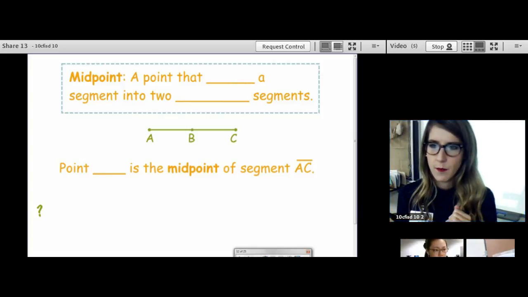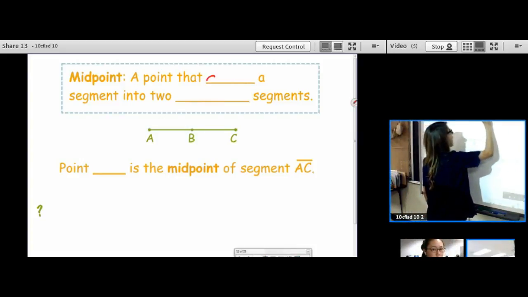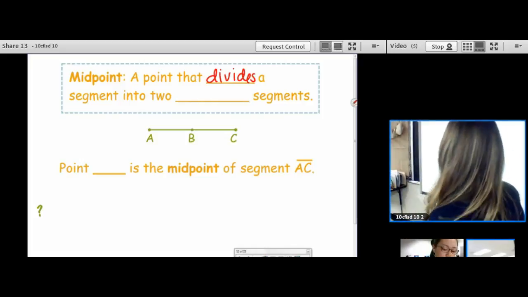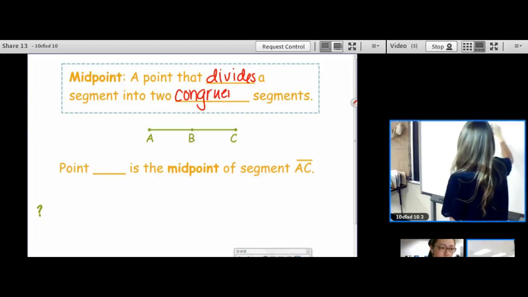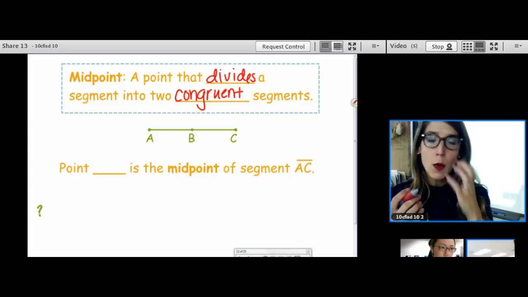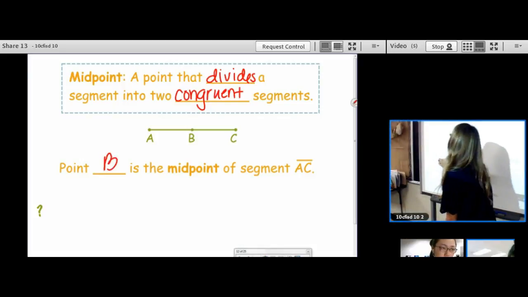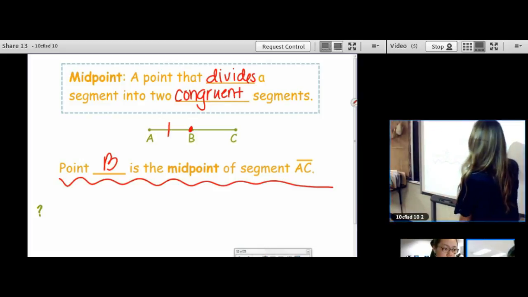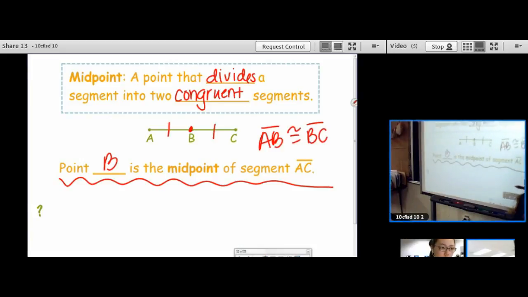What goes there? A point that, I think y'all are piecing it together. It's a point that divides, or splits would work too, a segment into two. I'm not going to use equal, I'm going to use congruent because we're talking about objects, we're talking about segments, we're not talking about lengths yet. A point that divides a segment into two congruent segments. So if my statement said point B is the midpoint of segment AC, then I know B divides that segment into two congruent segments. I know AB is congruent to BC. Cool. Okay.